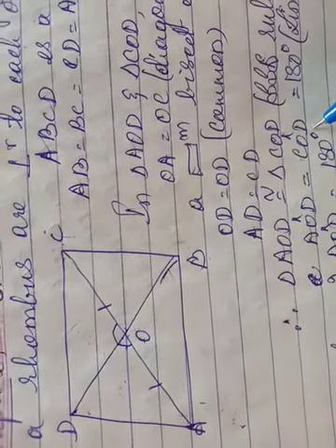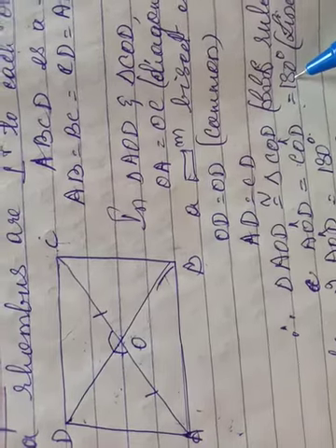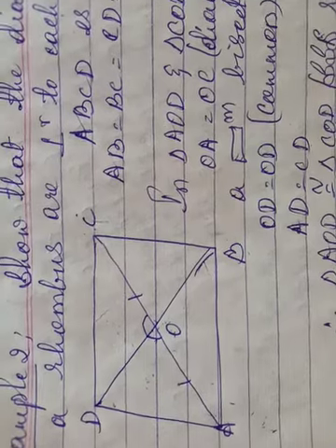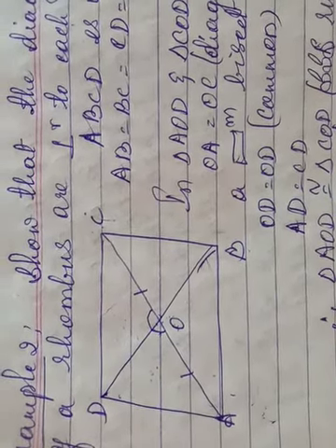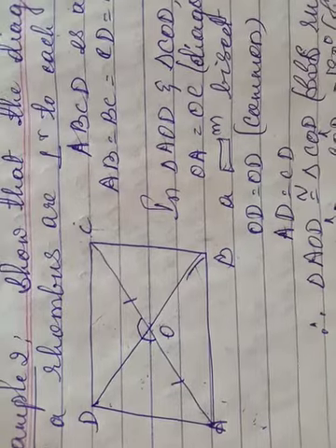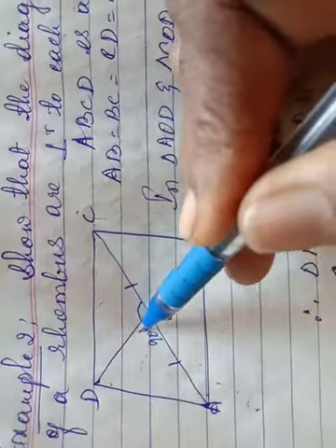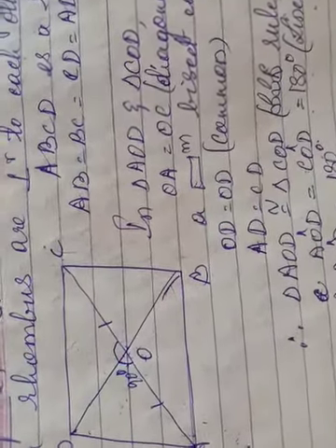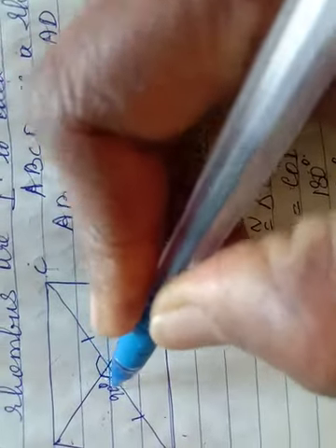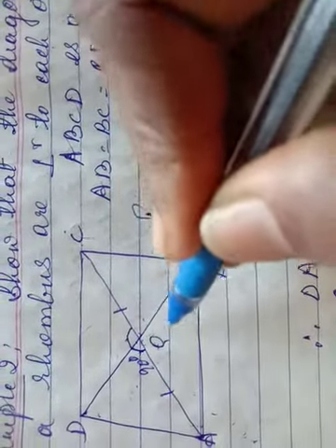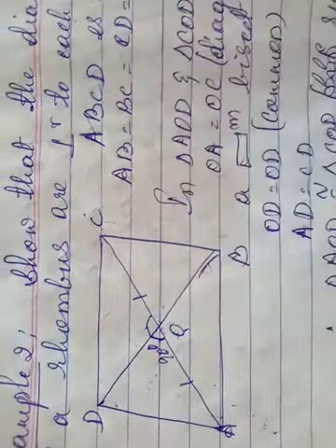Now angle AOD is equal to angle COD. The sum of the angles is 180 degrees since it is a linear pair. Therefore, both the angles are equal. Therefore, 2 times AOD is equal to 180. AOD is equal to how much? 90 degrees. So, the diagonals of a rhombus are perpendicular to each other. See, this angle we measure 90 degrees. Same here also, 90 degrees, 90 degrees we get. So, therefore, the diagonals of a rhombus are perpendicular to each other. This is the proof.